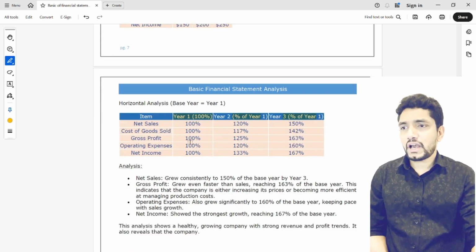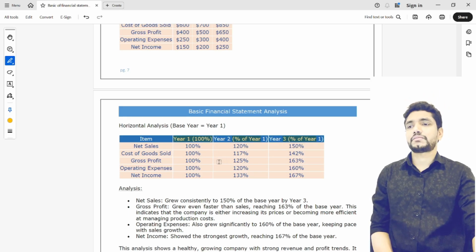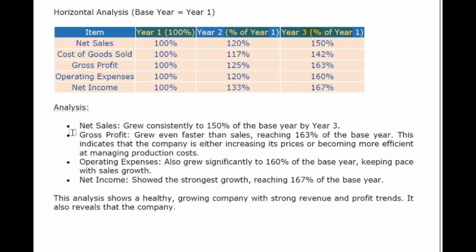If you are looking at the net sales, it has grown to 120% compared to the base year. And in the third year, it has grown to 150% compared to the base year. So in this case, you can analyze that net sales grew constantly to 150% of the base year by year 3. That means when you're comparing year 1 to year 3, the sales has grown to 150%.